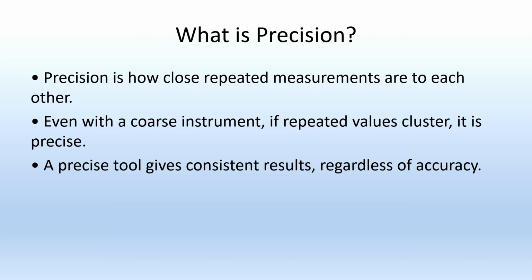So what is precision? Now, precision is different. It's a related quantity, but different. Precision is how close repeated measurements are to each other. Say if you take 10 measurements, what's the spread in those measurements? A more precise instrument gives a smaller spread. Even with a coarse instrument, if repeated values cluster, it is precise. A precise tool gives consistent results, regardless of accuracy.